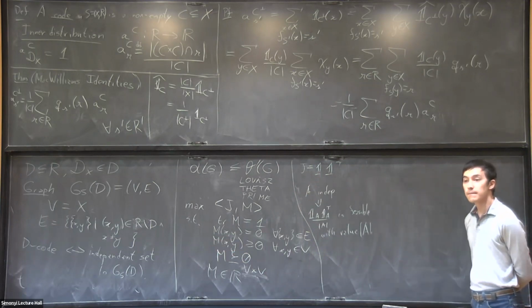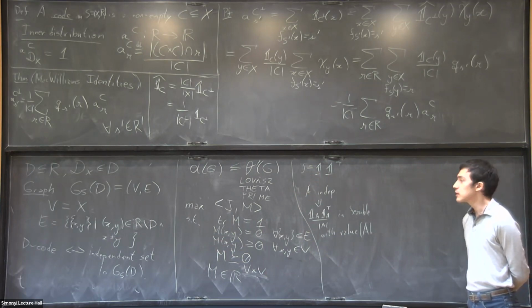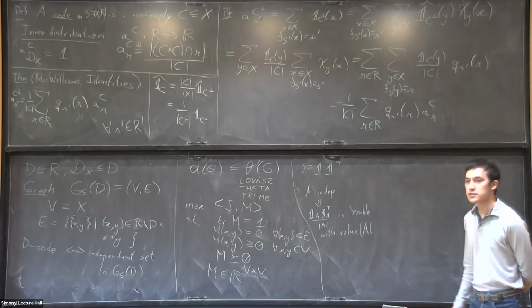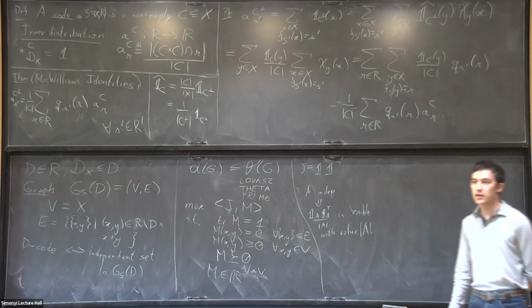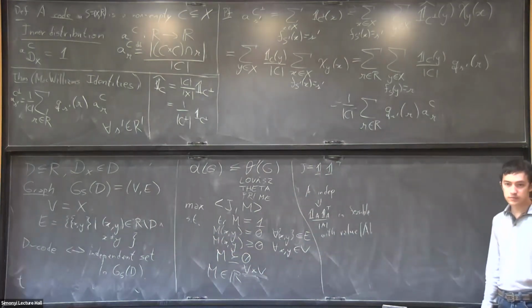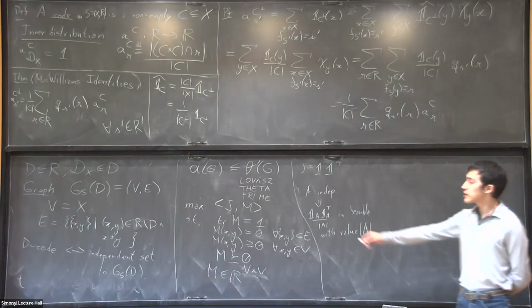Theta is the maximum number. Yeah, theta is the optimal value of the J, M. Yes, exactly. It's a different relaxation. Now it's not linear. Yeah, this is now a PSD thing, right?